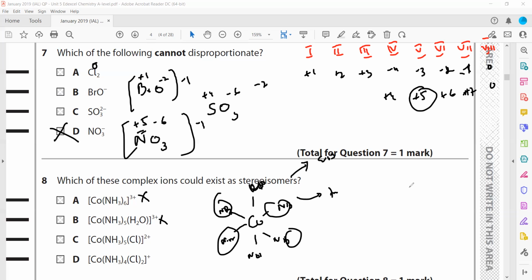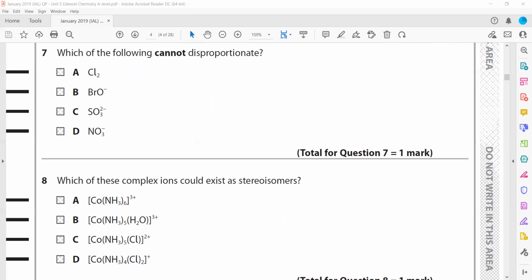But here this one, what can happen? If we have Co, maybe NH3 is attached here, NH3 here, then NH3 here, and NH3 here, then Cl and Cl. So when heavy groups are on opposite sides, it is trans or E, and when heavy groups are on the same side, it is cis or Z. So D is the right answer, that it can have geometrical isomers.